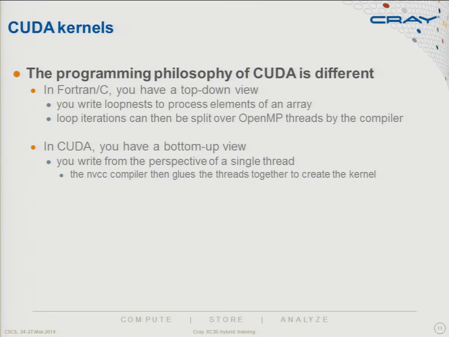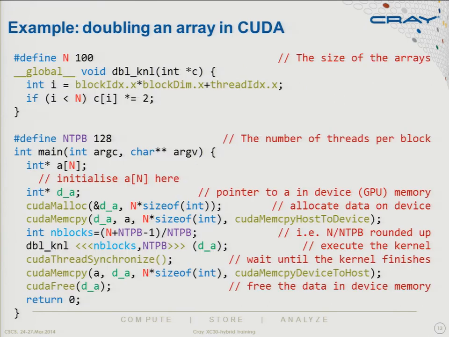The compiler then glues that together for all the threads in a thread block and for all the blocks in a grid, and works out where the threads can cooperate to load data from memory in the most efficient manner and all these sorts of things. But you write it in a different way. It's as if you are a thread as opposed to you are the whole MPI rank, which sees the whole array.